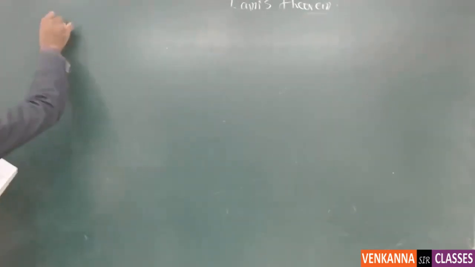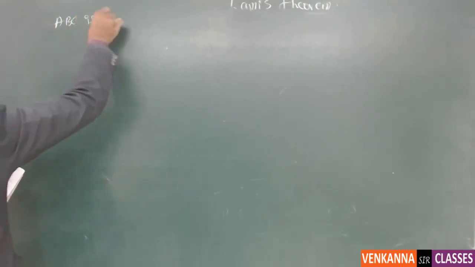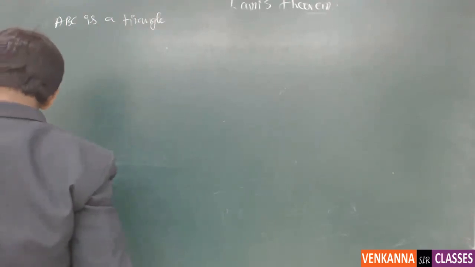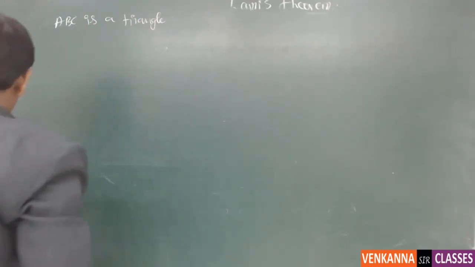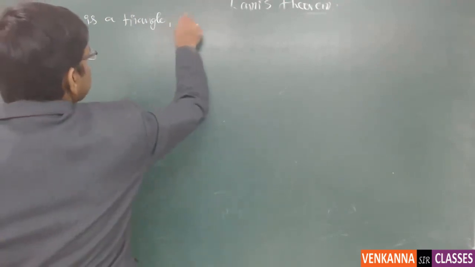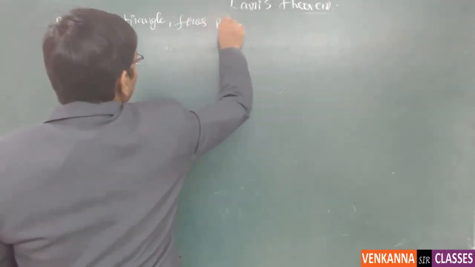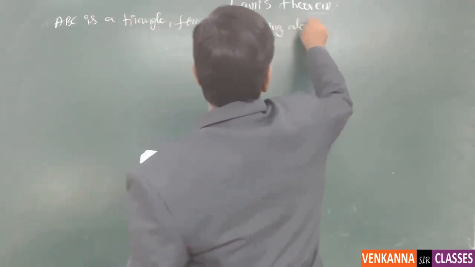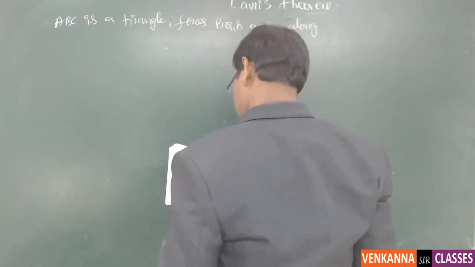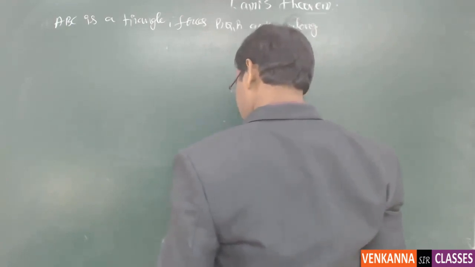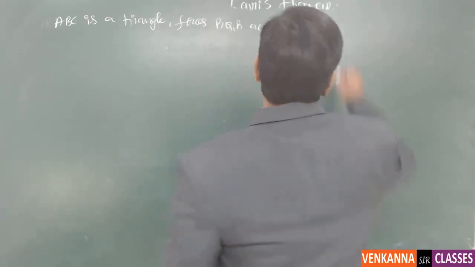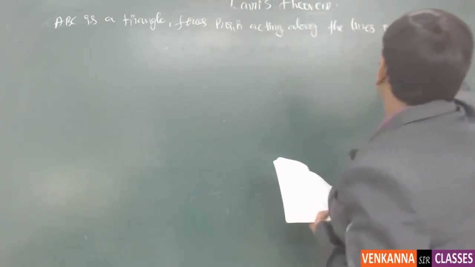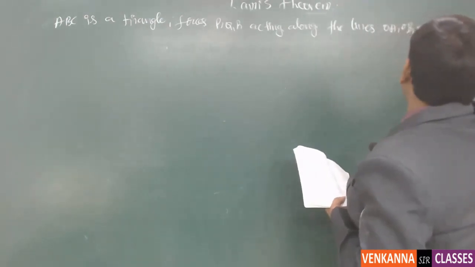ABC is a triangle. Forces P, Q, R are acting along the lines OA, OB, OC and are in equilibrium.